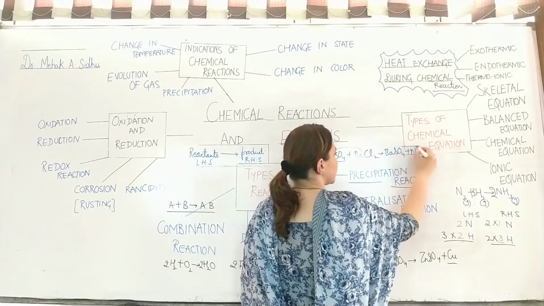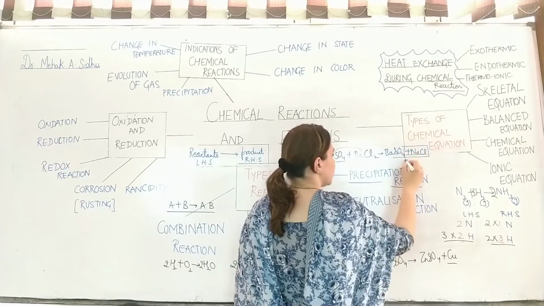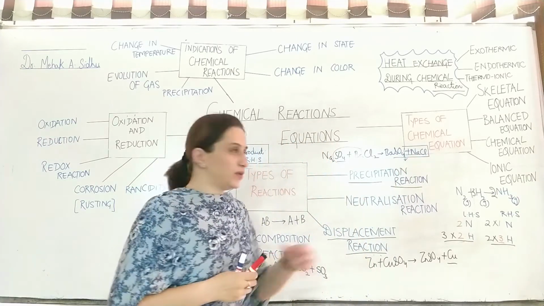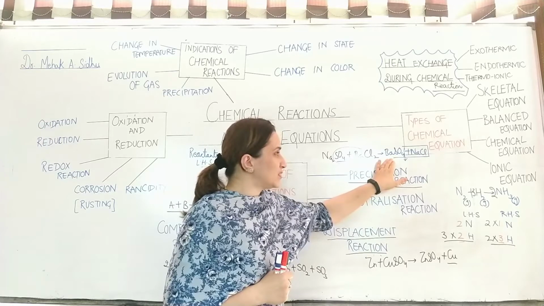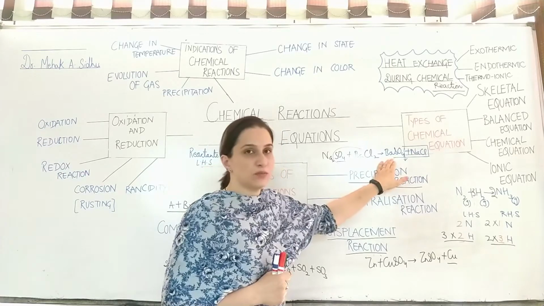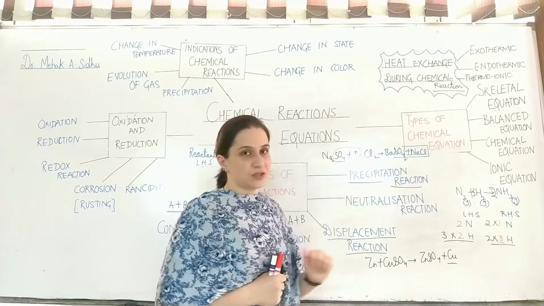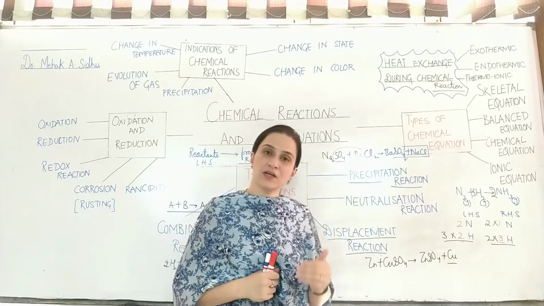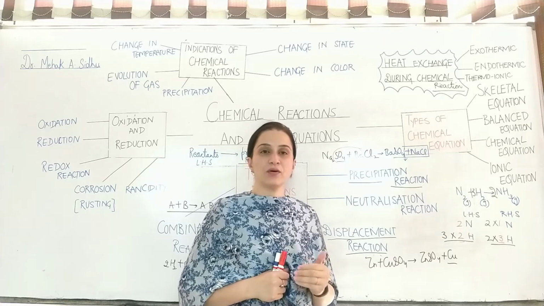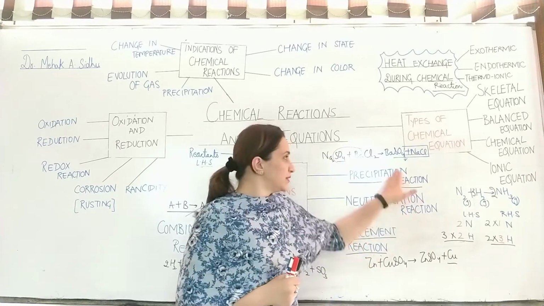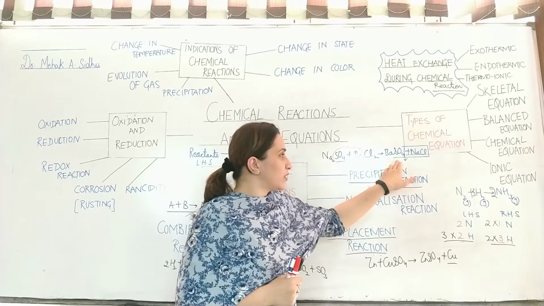In this case, BaSO4 is an insoluble salt that is formed, and that is known as a precipitate. That is why this reaction is also known as a precipitation reaction. Double displacement reactions are also known as precipitation reactions because an insoluble salt called a precipitate is formed, and in this case the precipitate is BaSO4.